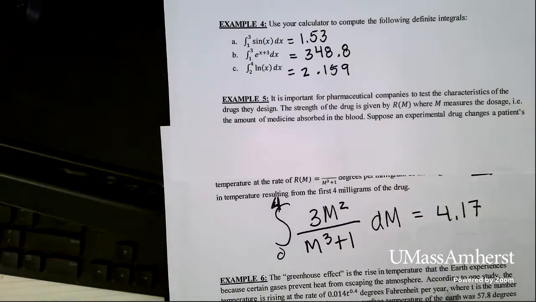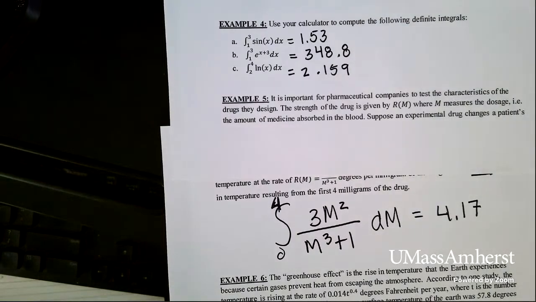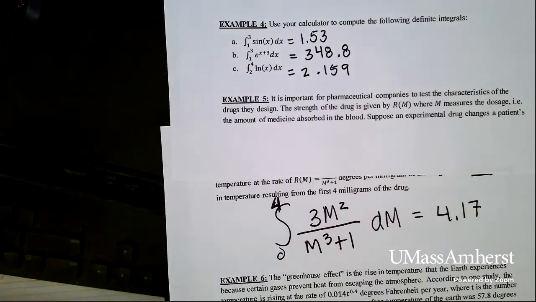And since it's positive, we know that the temperature went up. But we don't know what their temperature was because, again, we didn't know their starting temperature. If we knew how much their temperature was to begin with, we could just add the 4.17 to it. But all we can find right now is the total change. Okay, so let's look at one more example of this type of problem.